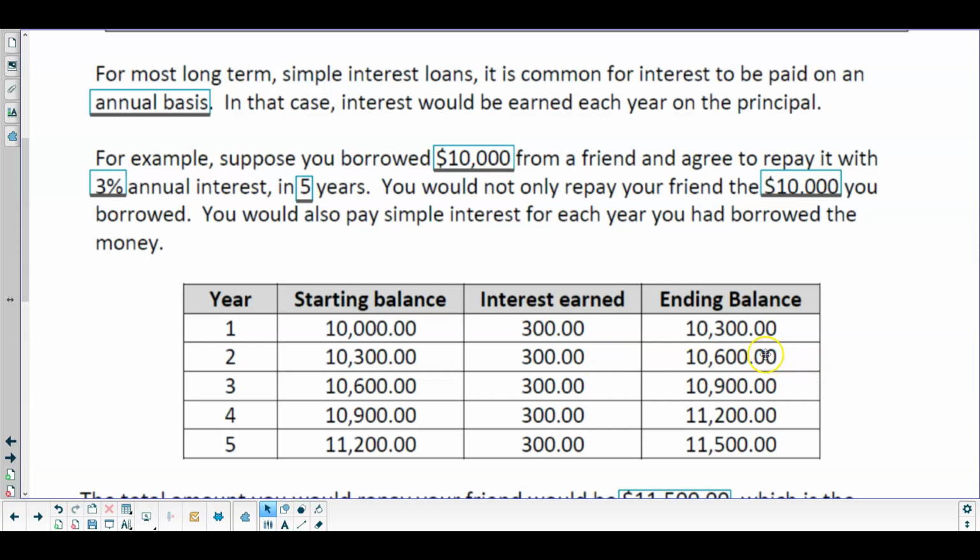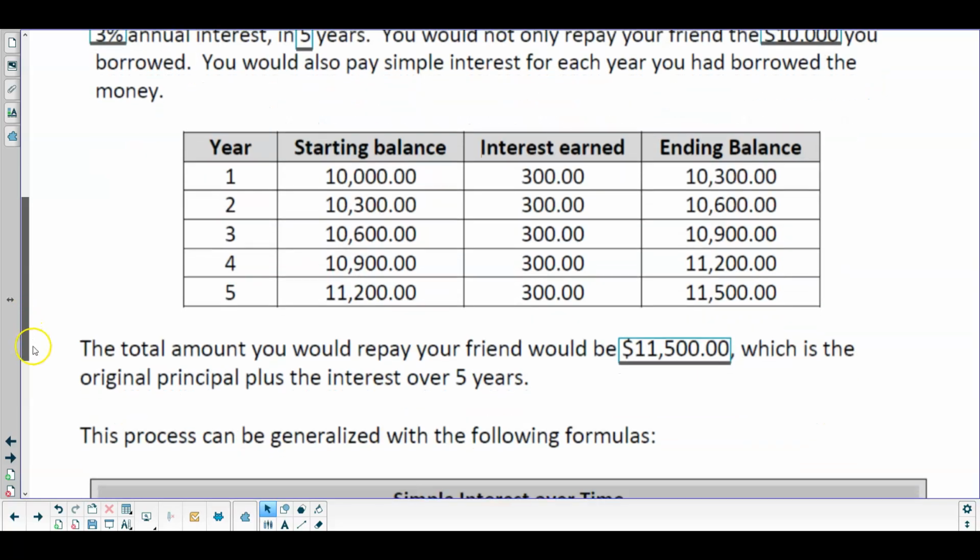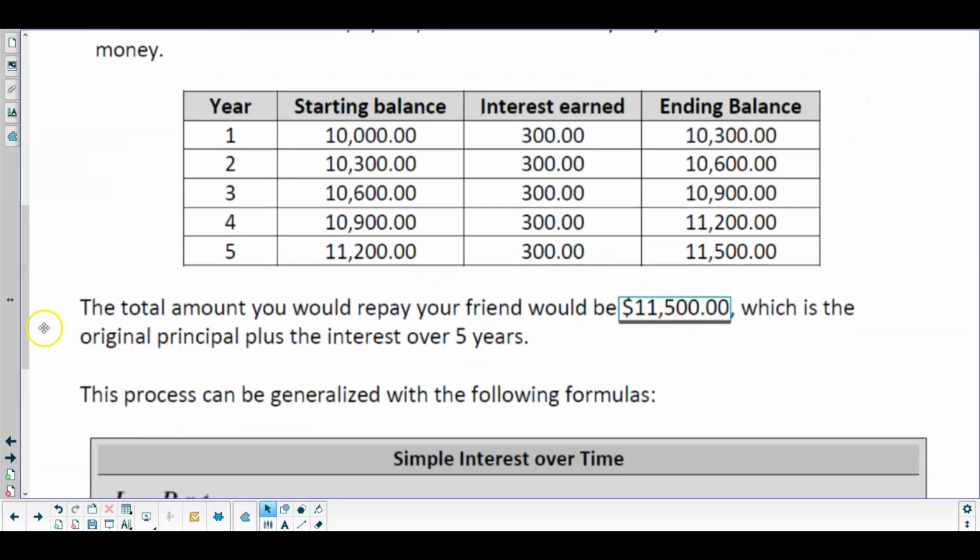And if you continue this for the full 5 years, you can see the total that you're going to owe your friend is going to be $11,500 after you've added 300, 300, 300 for every single year. Okay. So this is how simple interest works, and that's going to be the total.